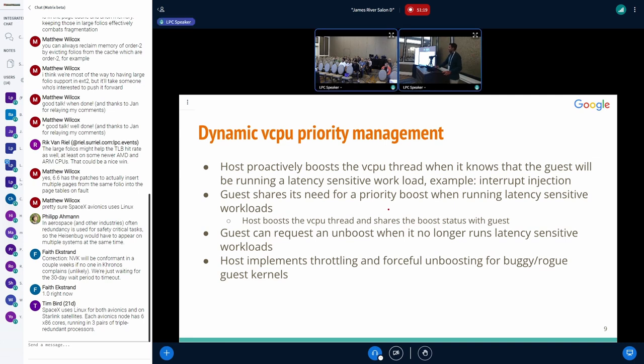And now we come to safety mechanisms, where there can be a rogue or buggy kernel, and the host should implement throttling and a forceful unboosting if it sees that there is some bad actor on the guest.